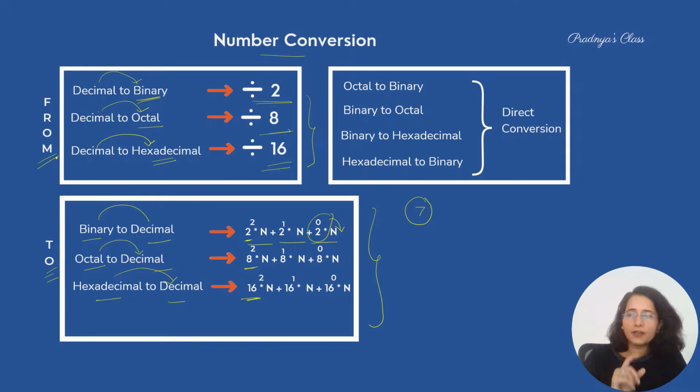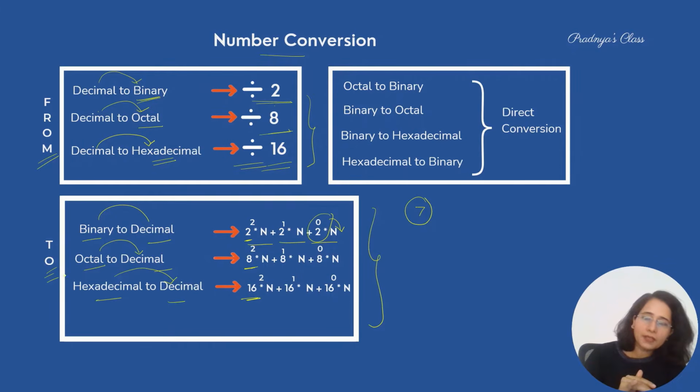The first set, from decimal to other number system, here we have to divide. In the second set, we have to convert to decimal, so calculating positional value and multiplying it to the digit and adding them up. And the remaining are only 4 conversions.